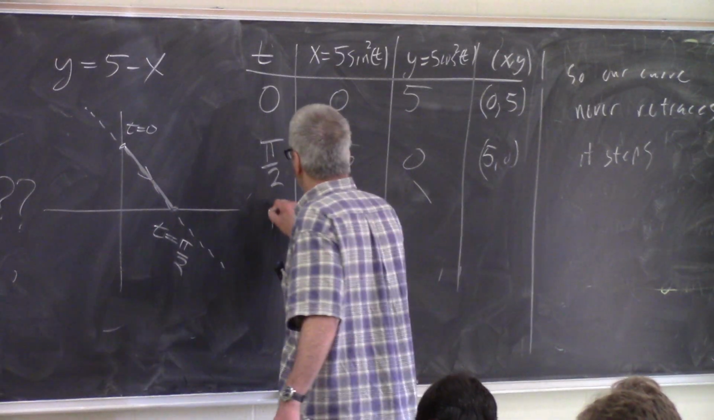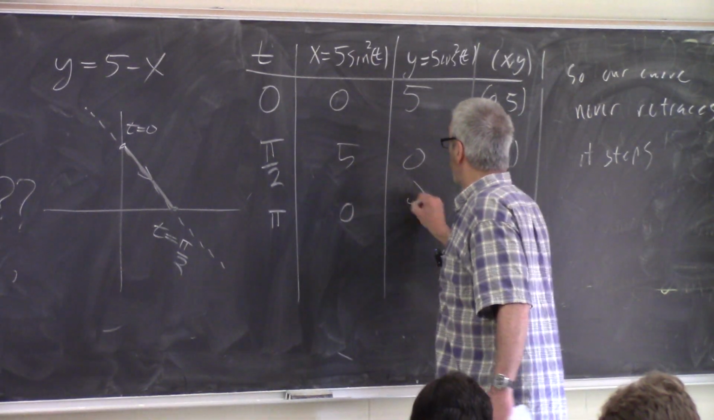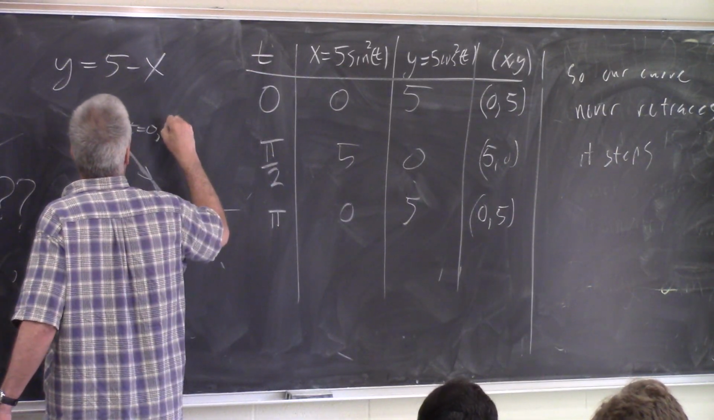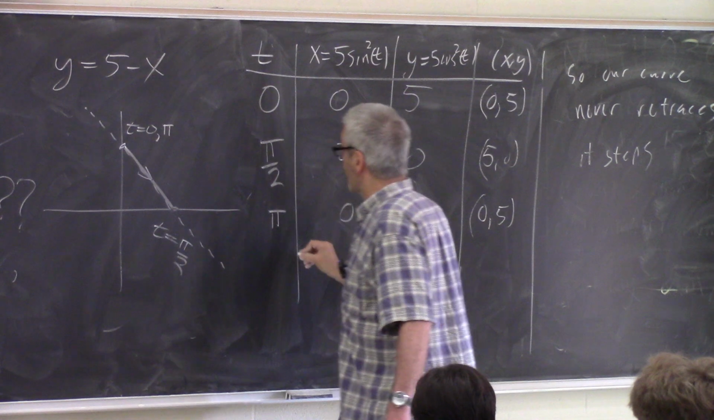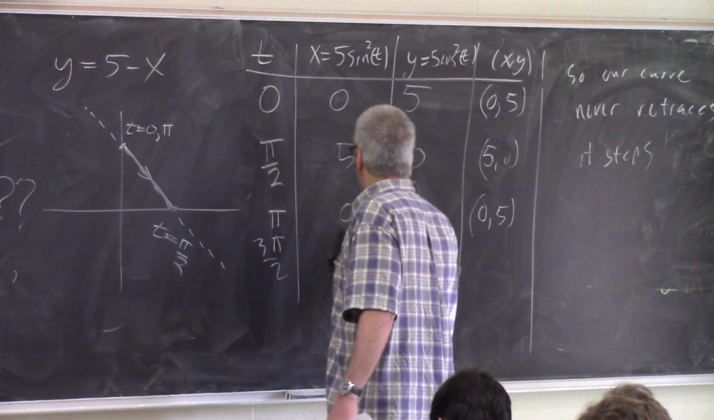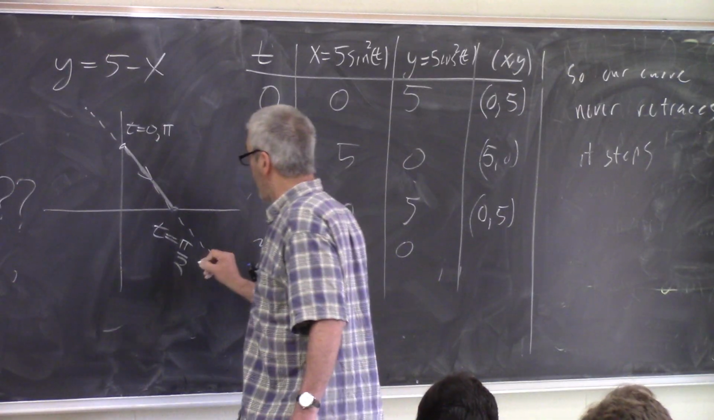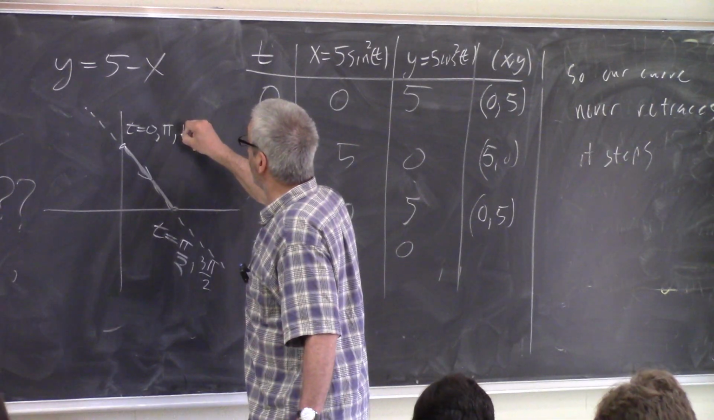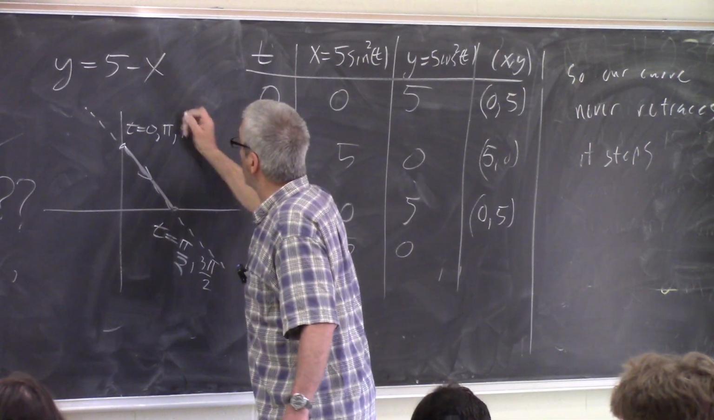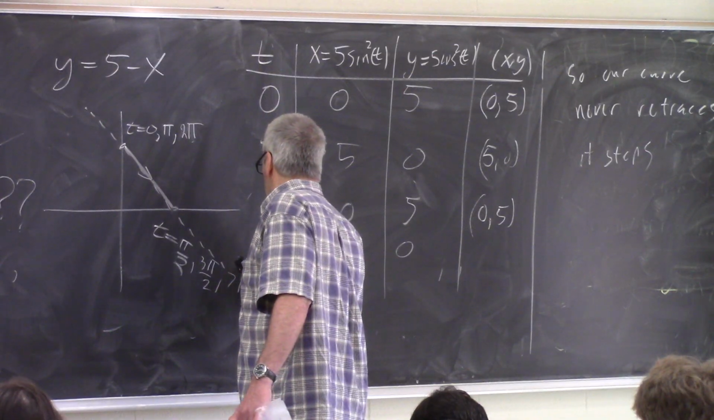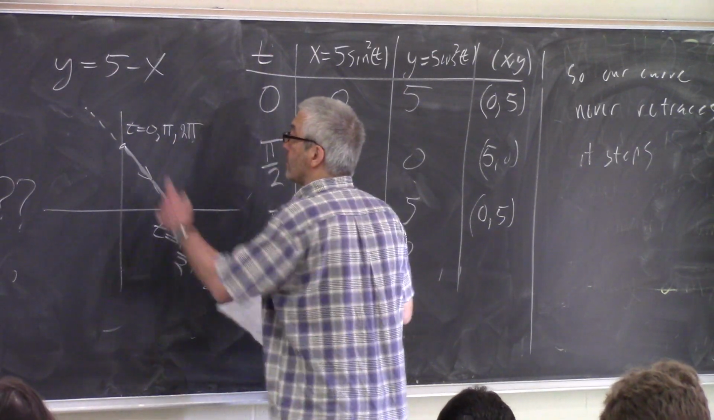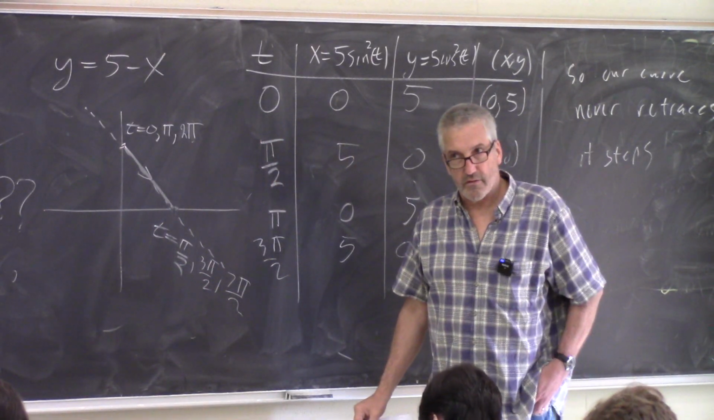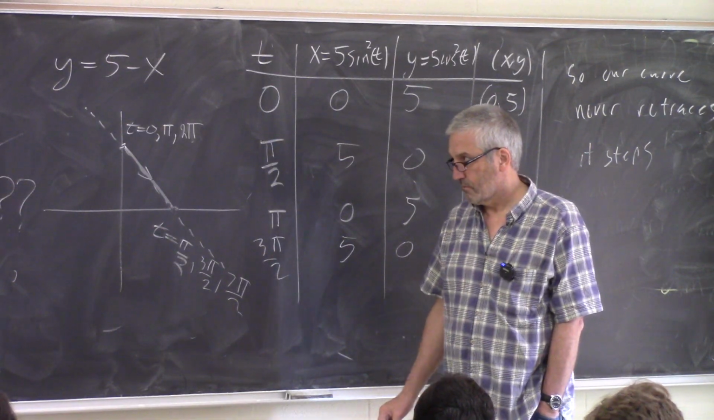Pi. What are the coordinates there? 0, 5. Aha! So the object does retrace its steps. This is time 0, time pi. What's the next interesting time? 3 pi over 2. That's going to be back to 5, 0. So that's going to be 3 pi over 2. This is going to be at 2 pi. And then 7 pi over 2. So 1, 2, 3, 4, 5, 5 times the object goes across that same path.